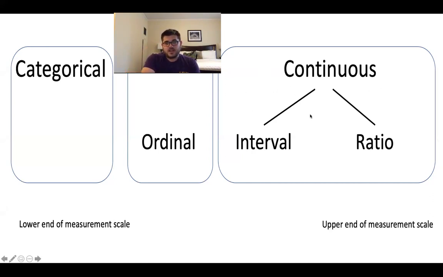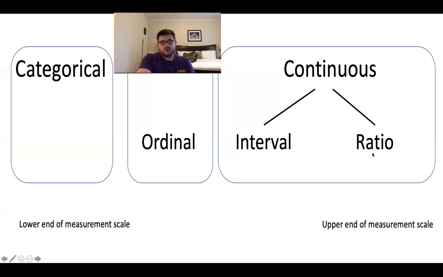Within this broad category of continuous variables, there's a tricky distinction between interval and ratio levels of measurement. I'm going to start with ratio because it's easier to talk about. If I weigh 200 pounds and you weigh 100 pounds, then I weigh twice as much as you. If I have an IQ of 200 and you have an IQ of 100, that doesn't mean that I'm twice as smart as you.